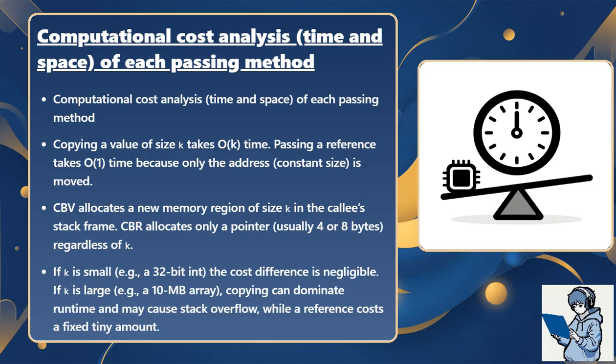If k is small, for example a 32-bit integer, the cost difference is negligible. If k is large, for example a 10-megabyte array, copying can dominate runtime and may cause stack overflow, while a reference costs a fixed tiny amount.